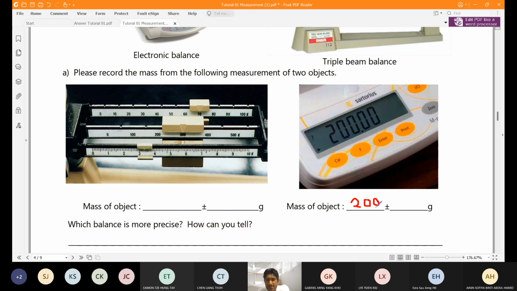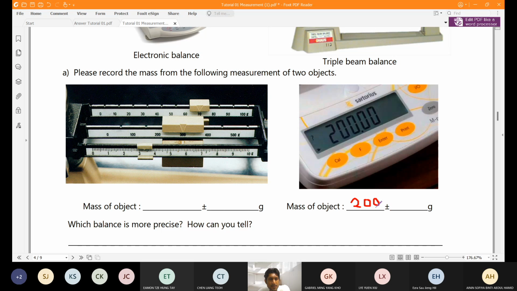And what will be the uncertainty for this? Can anybody tell me? What is the uncertainty for this? Somebody replied. Yes, 0.01, Gabriel. Thank you. So 0.01. Anyway, so this is the uncertainty for the electronic balance.